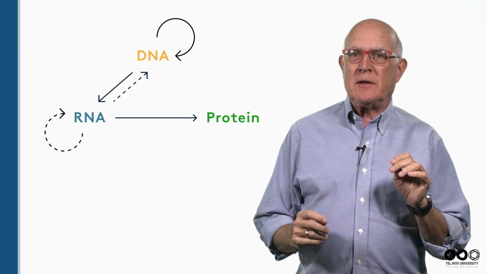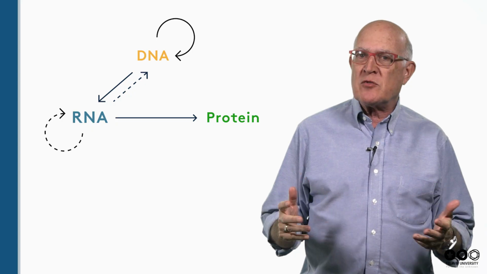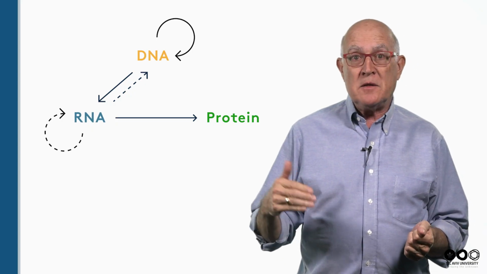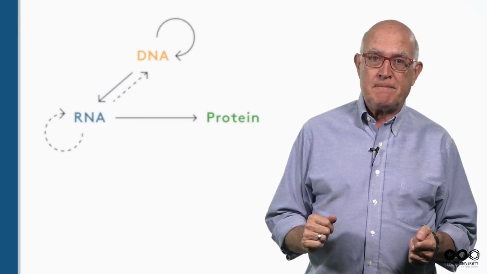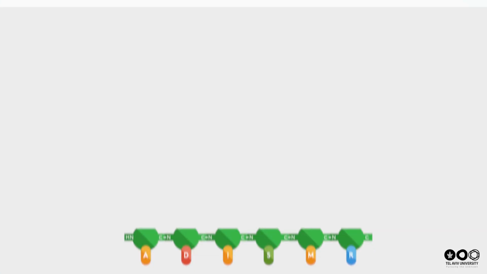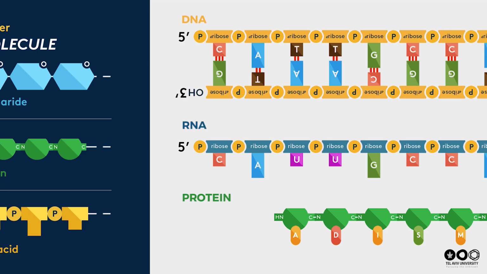The information coded in the DNA of our genes is transcribed into messenger RNA, which is then decoded and translated by ribosomes into proteins. In order to understand the nature of the genetic code and how it works, we must first learn about the polymeric structure of proteins. Proteins, like DNA and RNA, are linear polymers.